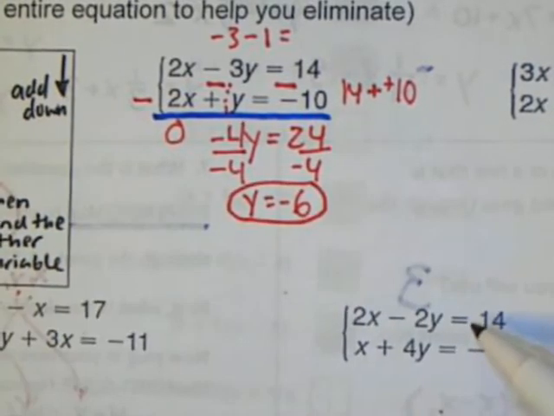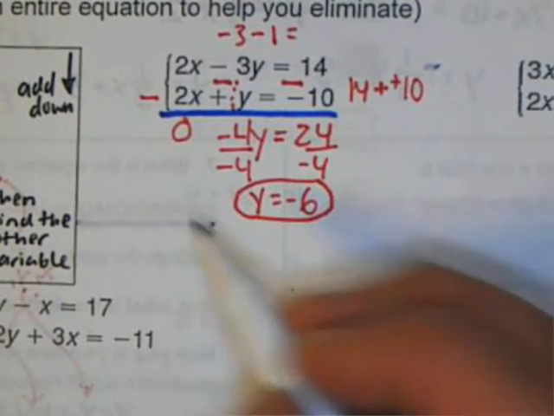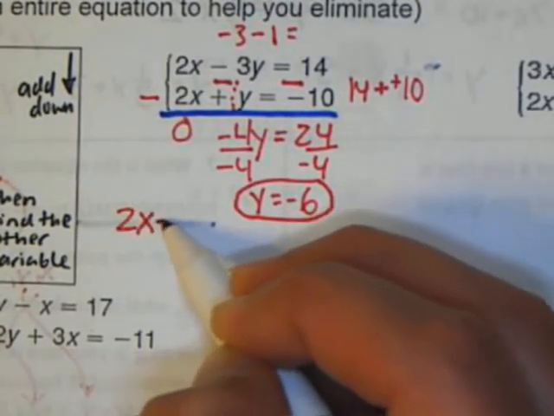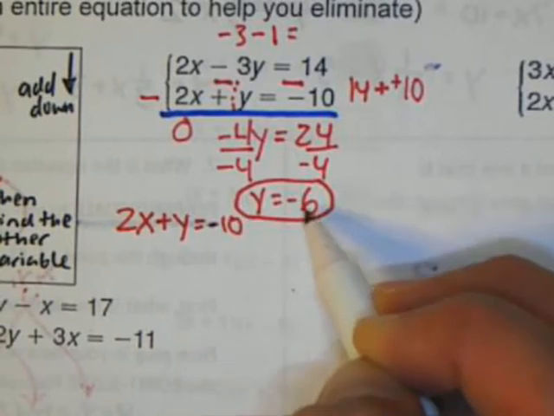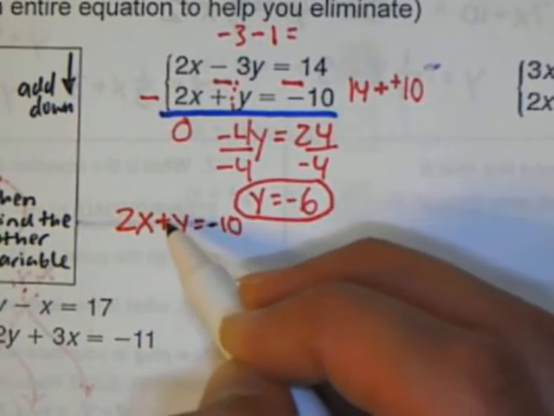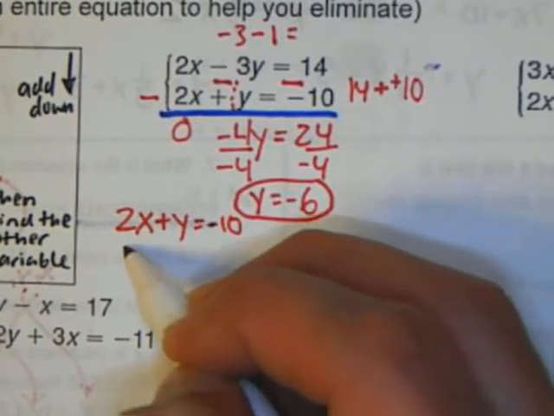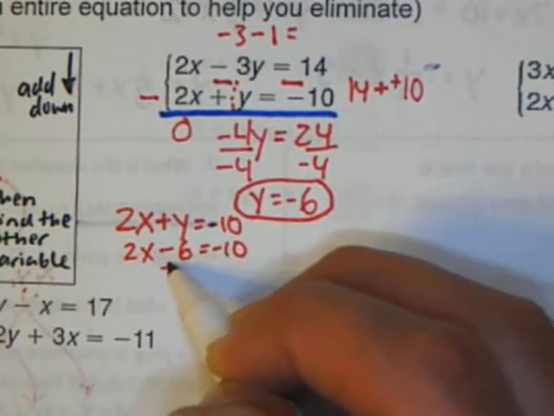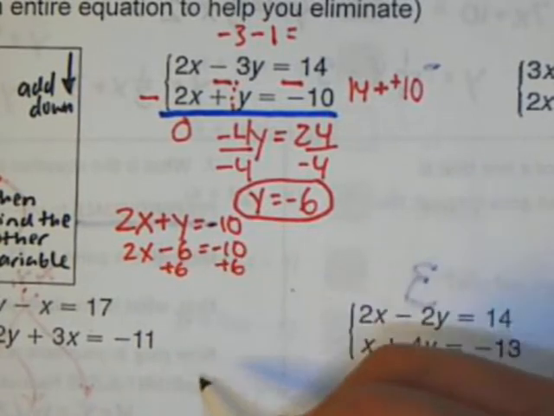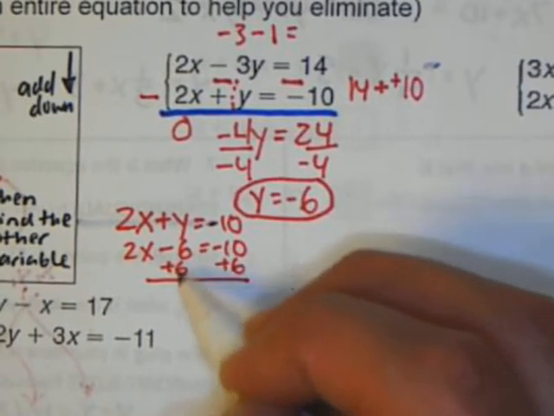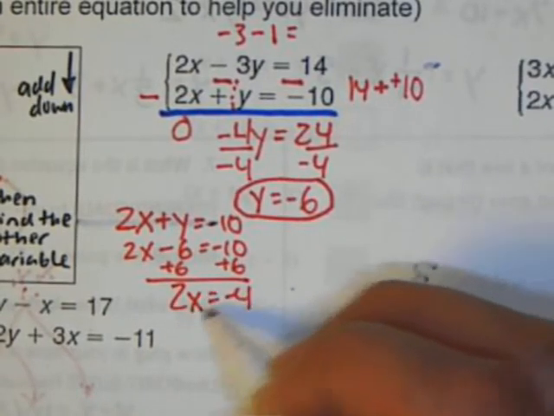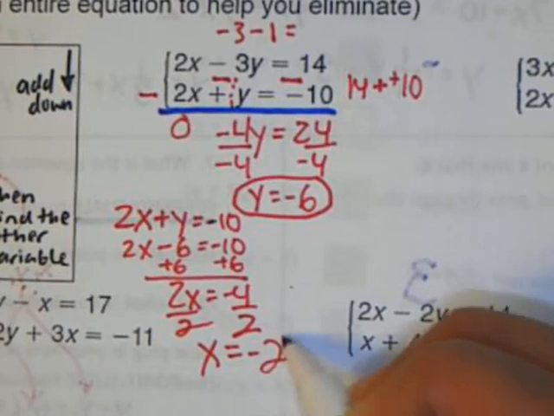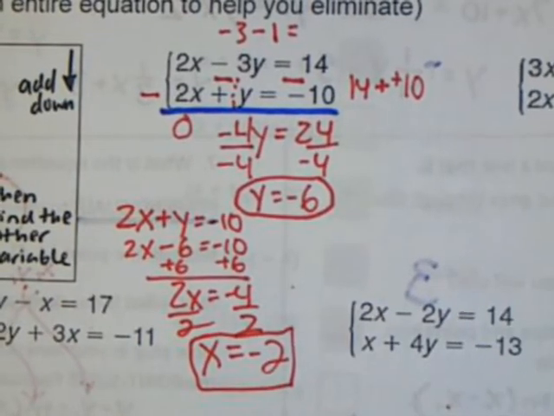Now you've got to take that, remember, and you plug it back in again and get the x. So I'm going to use the bottom one. 2x plus y equals negative 10. I'm going to put my negative 6 right there. 2x minus 6 equals negative 10, plus 6, plus 6. I'm running out of room. Let's see. 2x equals negative 4. Divide by 2, divide by 2. X equals negative 2. Okay, there's your problem.